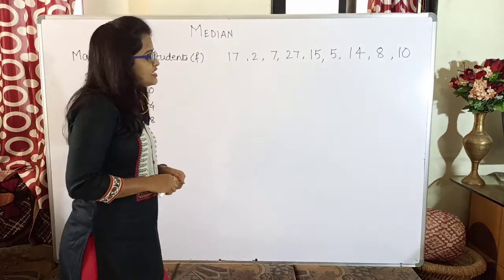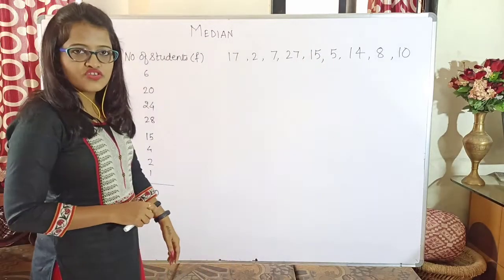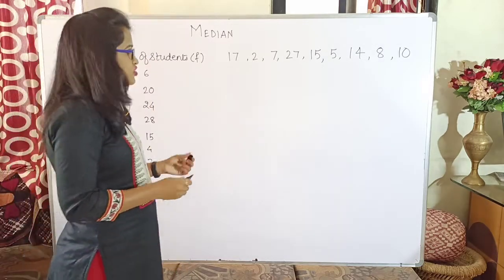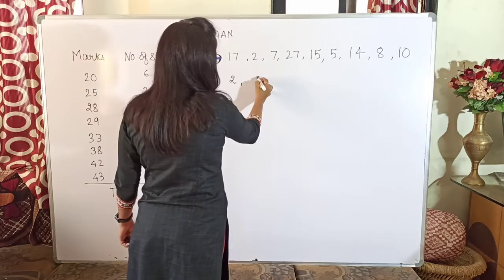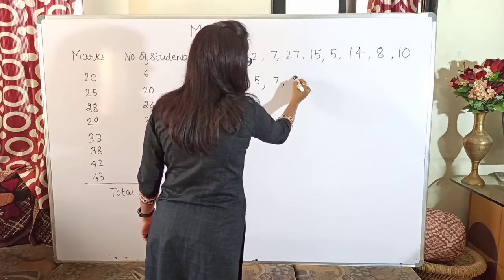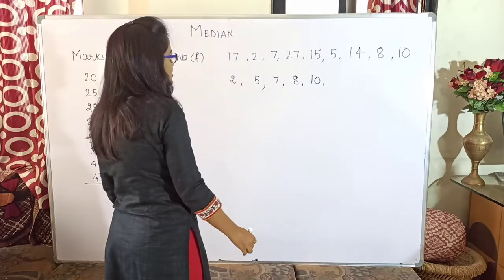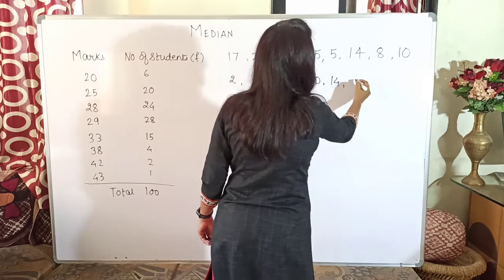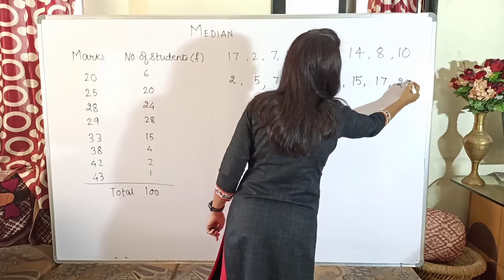Now I have written one example here. There are 9 observations in the data, and my first step would be to arrange them in ascending order. You can arrange in descending also. Which is the lowest value? 2. Next to the lowest value is 5. After that it is 7, then 8, then 10. Further, after 10 it is 14. After 14 it is 15, then 17, and then 27.